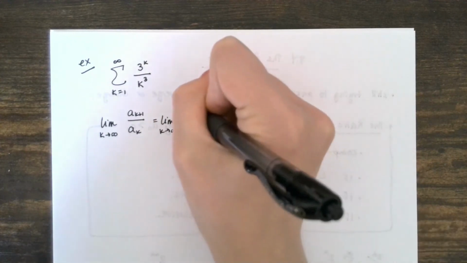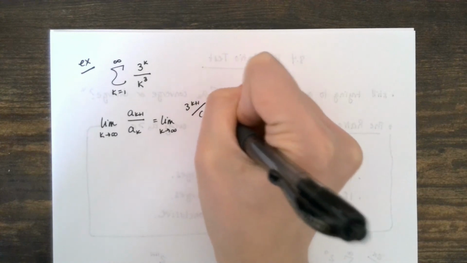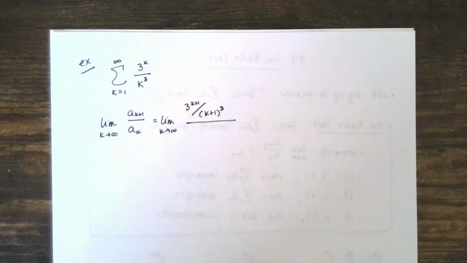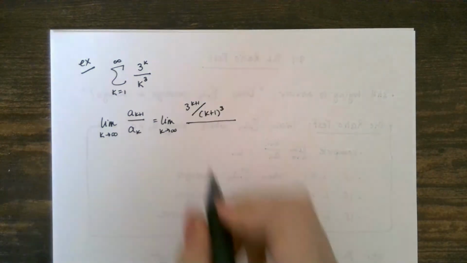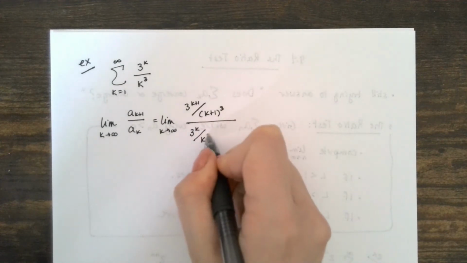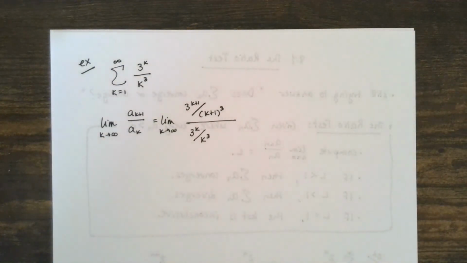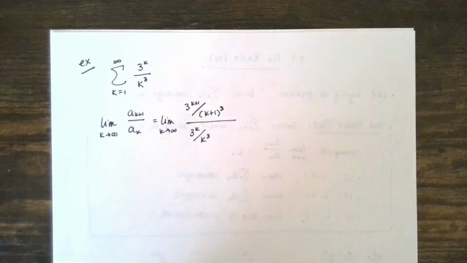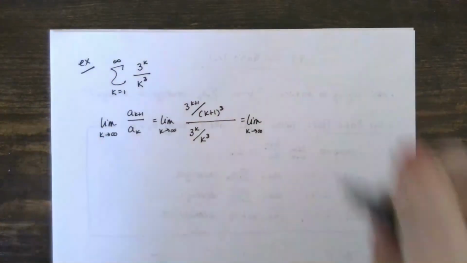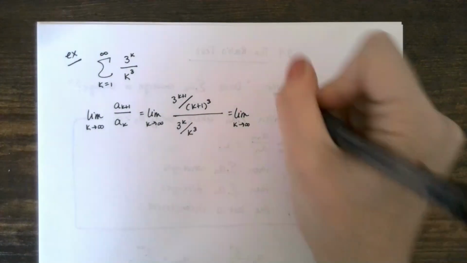Okay, so I'm going to have 3 to the k plus 1 divided by k plus 1 cubed. That's my k plus 1 term. And then on the bottom, I have exactly the formula from the series. So 3 to the k over k cubed. And I'm immediately going to do the multiply by the reciprocal of the denominator thing because this is really gross to look at. And in fact, the line that I'm writing right now can be your first line if you're comfortable with all of these steps.